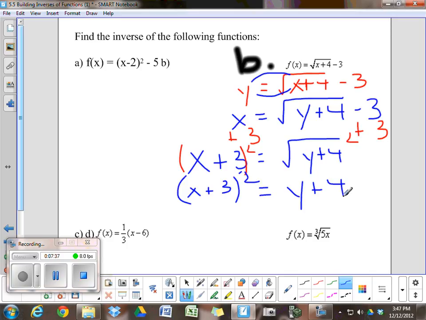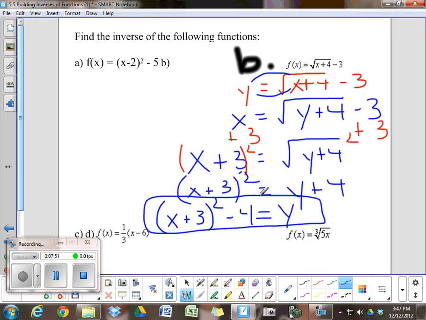The squaring cancels the square root. Finally, subtract 4 from both sides. So we have x plus 3 squared, take away 4 from that. There's your inverse. We're going to star this because we're going to have to discuss how to restrict the domain on this. The original function is a square root. The inverse is a parabola. So there are some issues there that we're going to discuss the next time we meet.